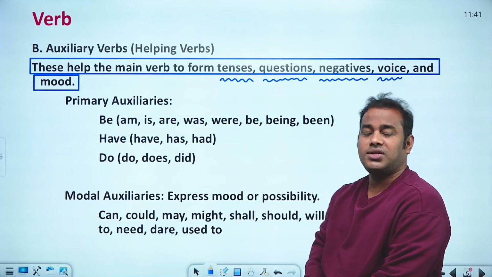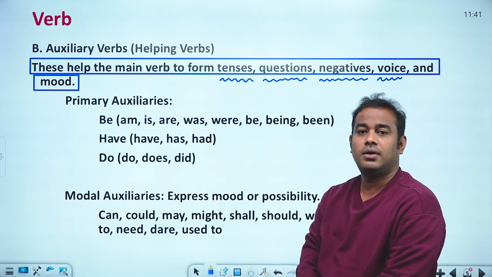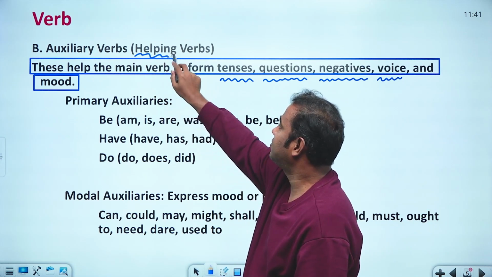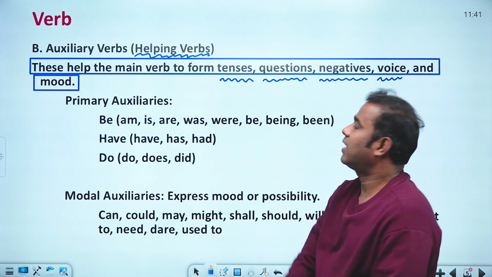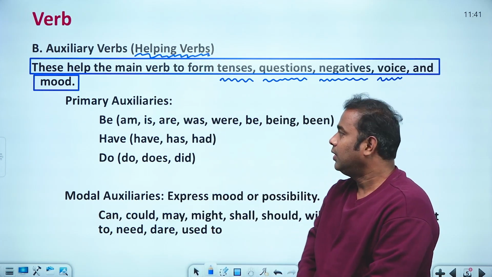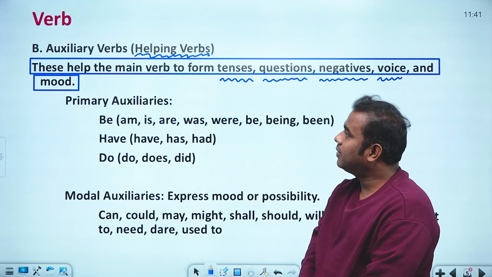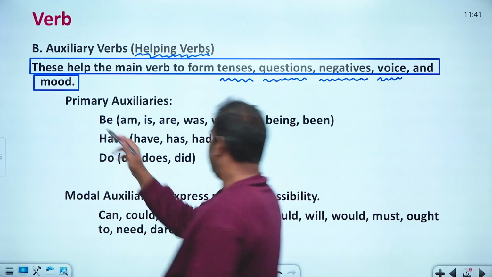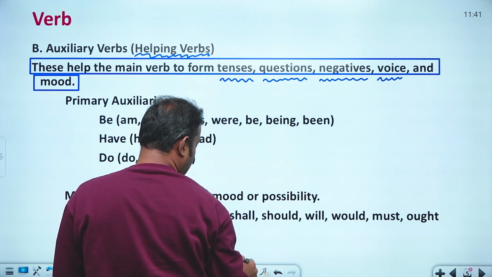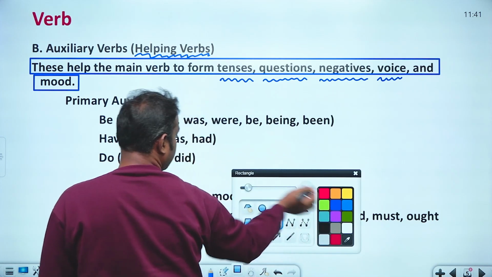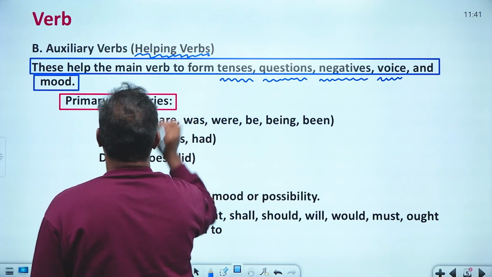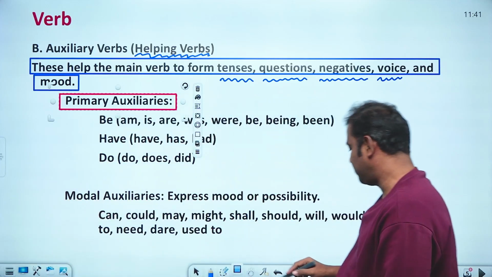So basically auxiliary verbs generally we can call as helping verbs. That's a very good way of calling these verbs. Now these helping verbs are also in two categories. They are primary auxiliaries, the first variety.